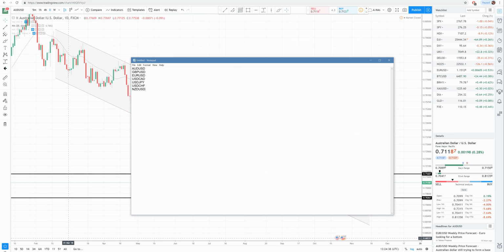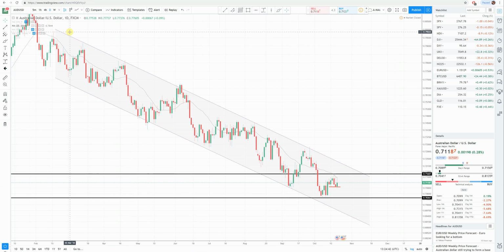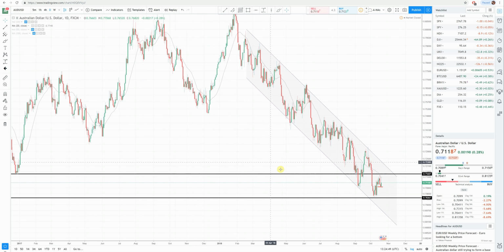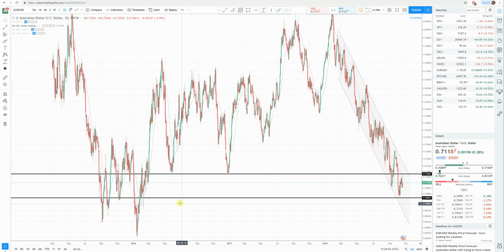Let's start with the Aussie US dollar. It's still on a major downtrend since February this year. Let's see if it has bottomed out already. I have marked the major supports for this.